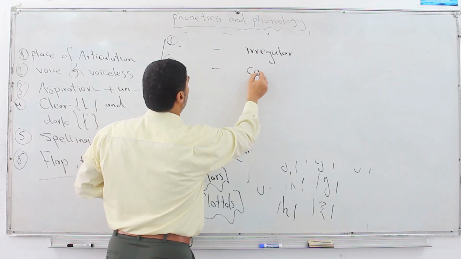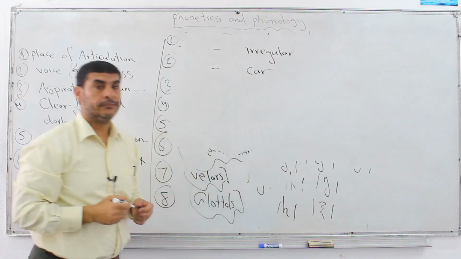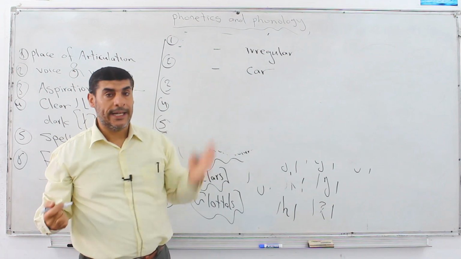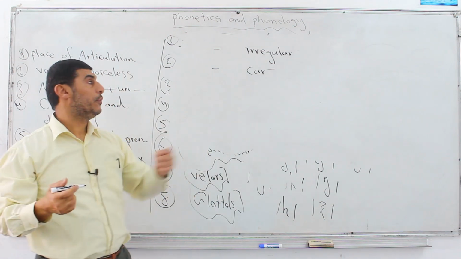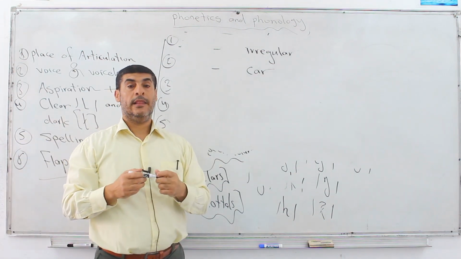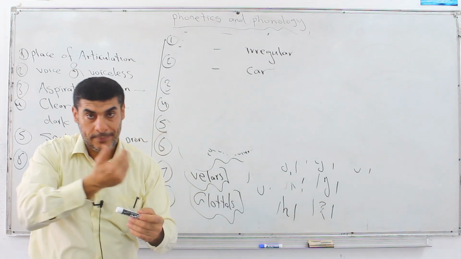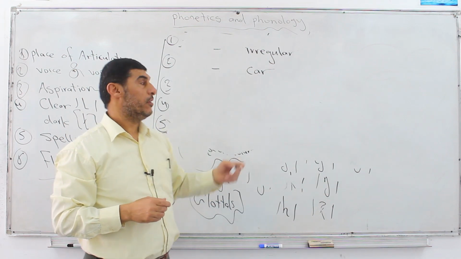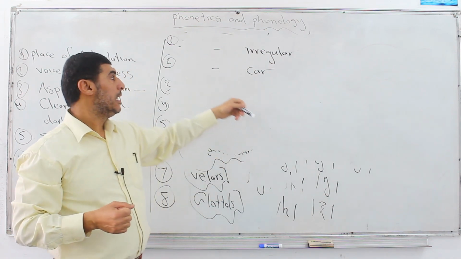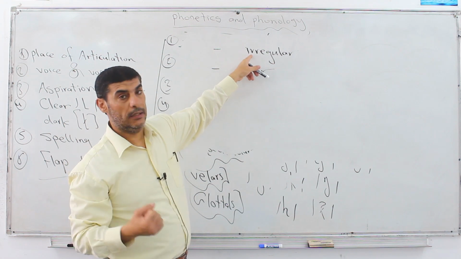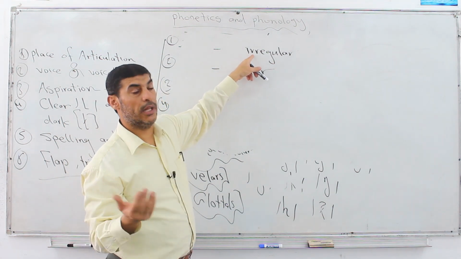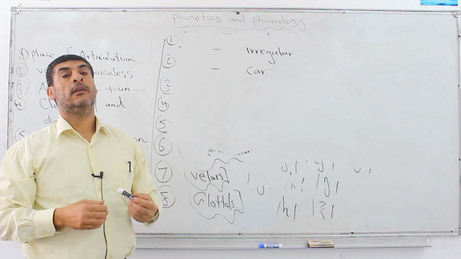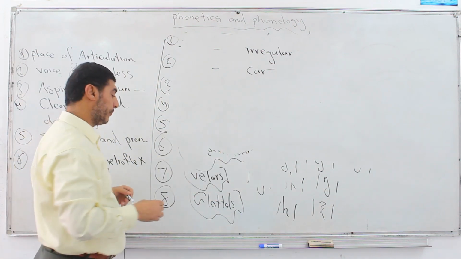If you say the word car, mainly in American English, car, you will feel that the tip of your tongue is curled back to touch the end of the hard palate. So this can be a retroflex, this can be a trill, irregular, okay, and this can be retroflex, okay?